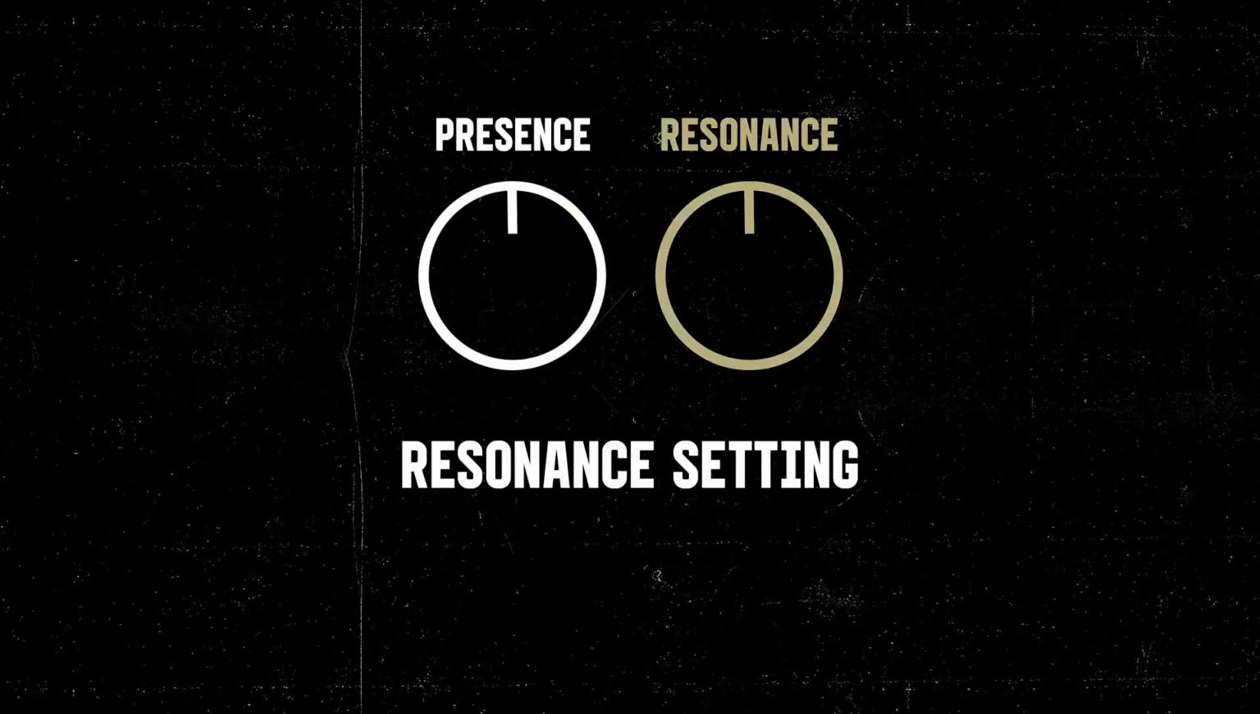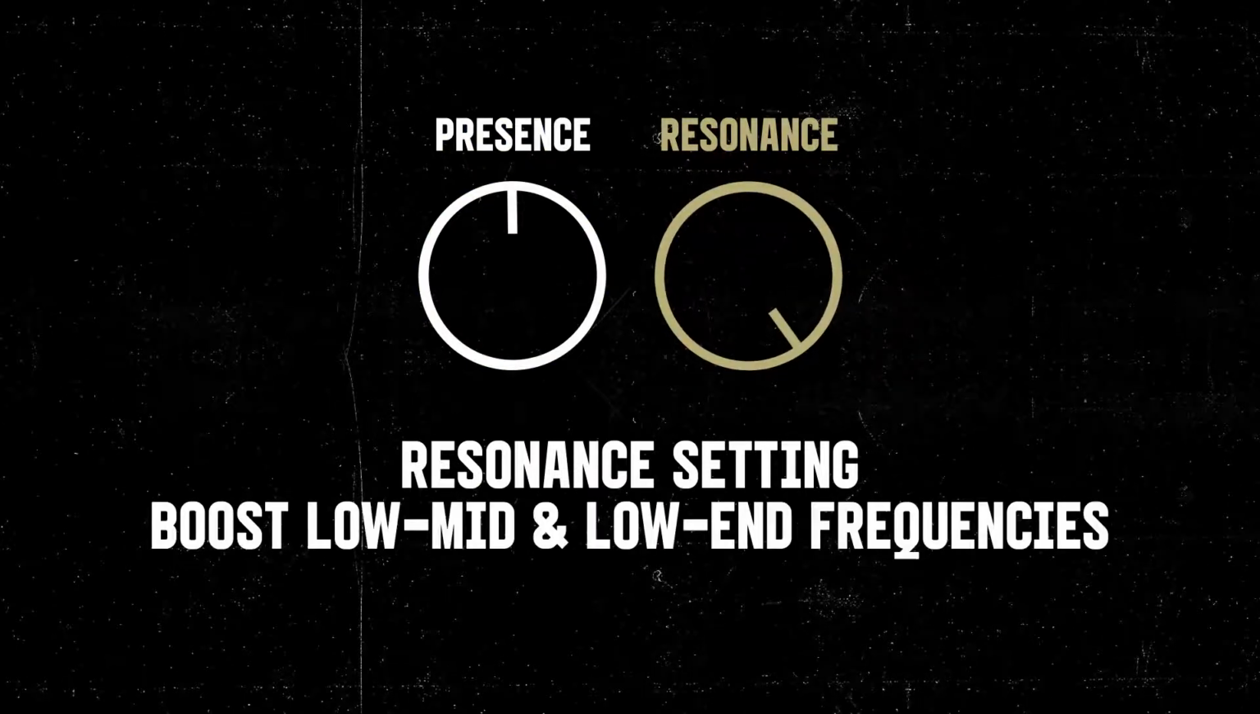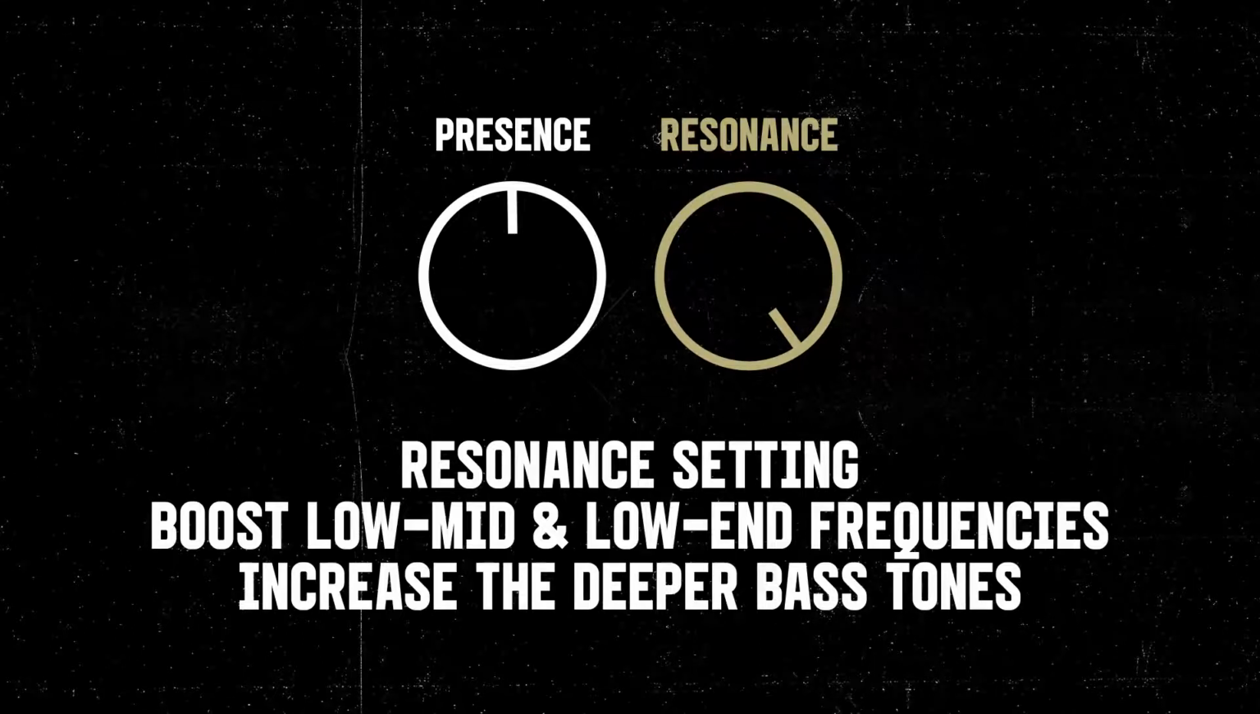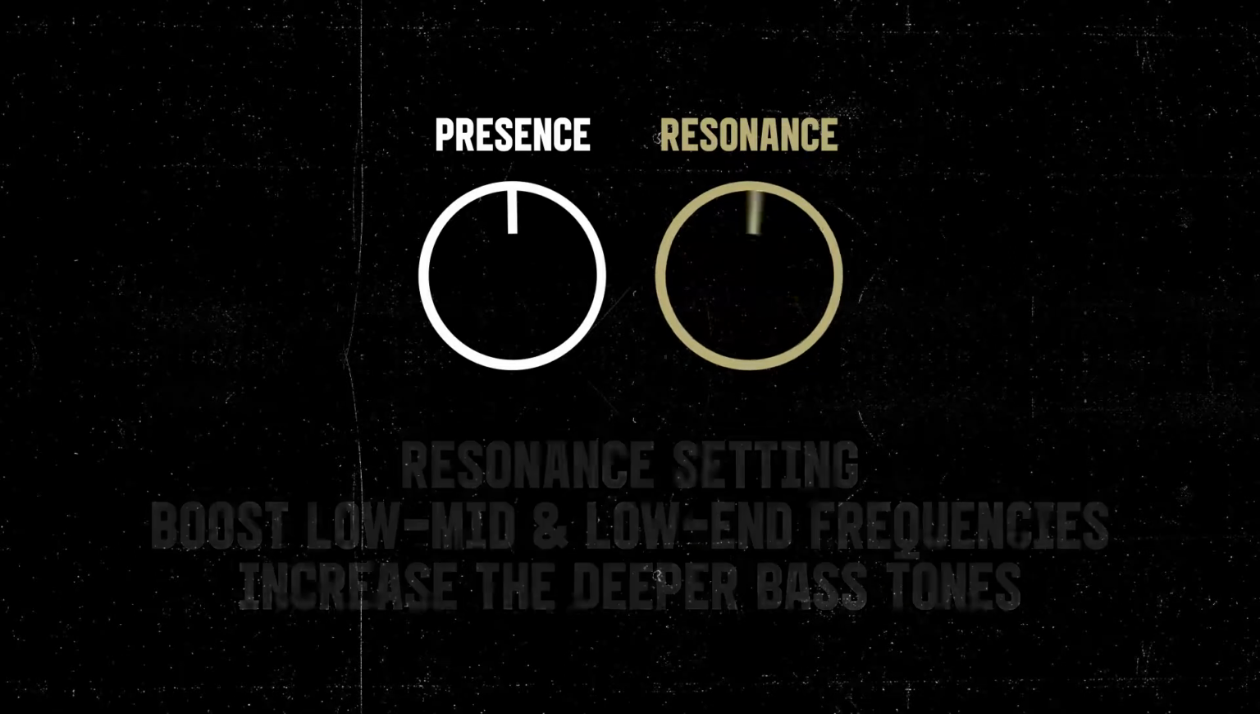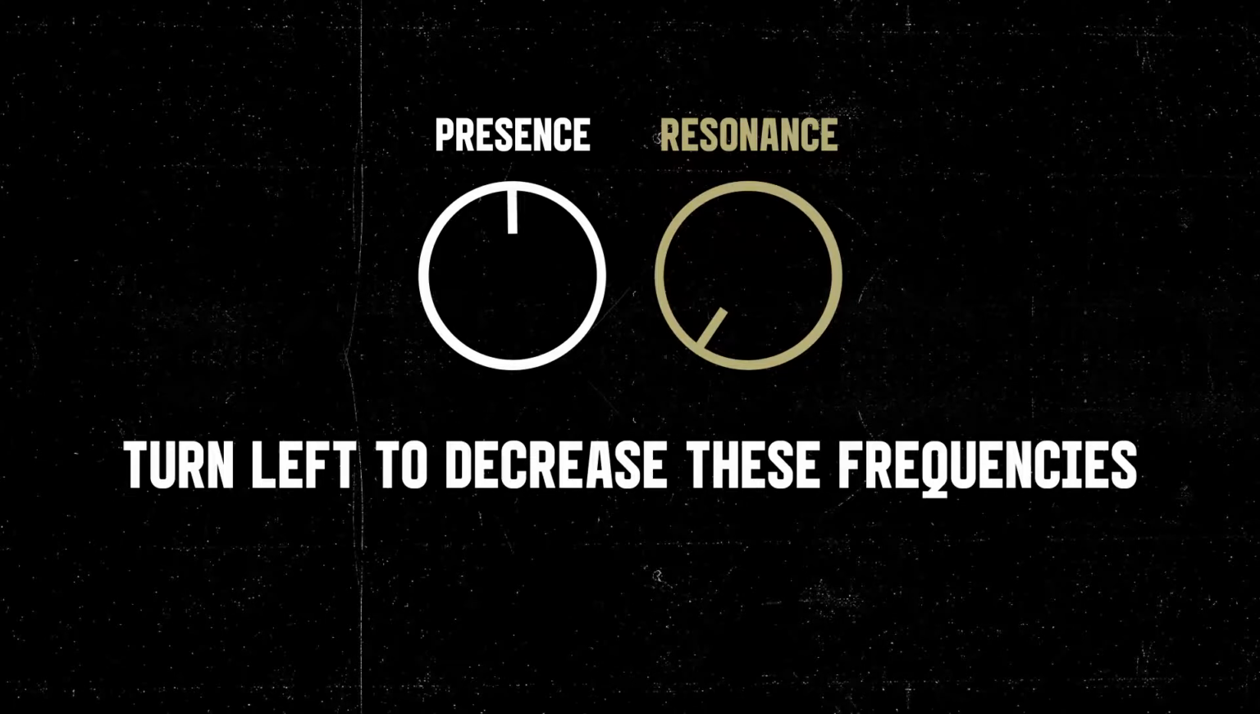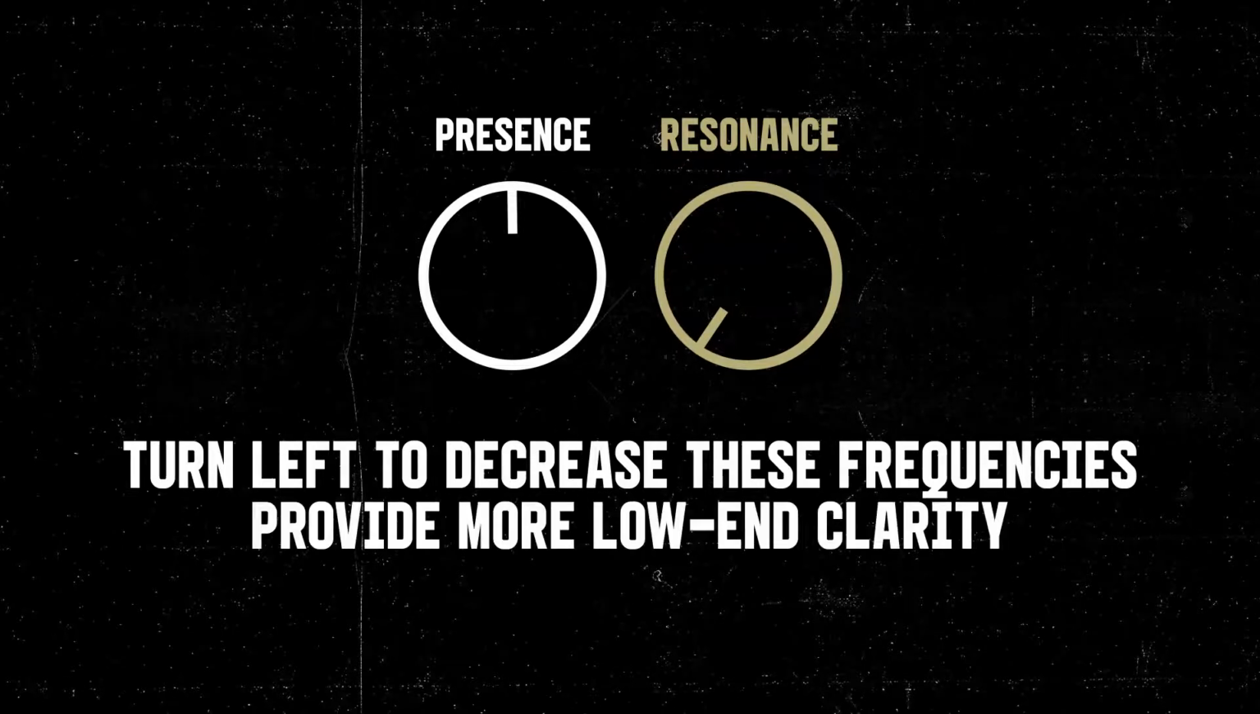We'll now look at the resonance setting. Turning the dial to the right, we subtly boost the low mid and low end frequencies, increasing the deeper bass tones. As we then turn the dial to the left, it decreases these frequencies to provide more clarity for the low end in your sound.